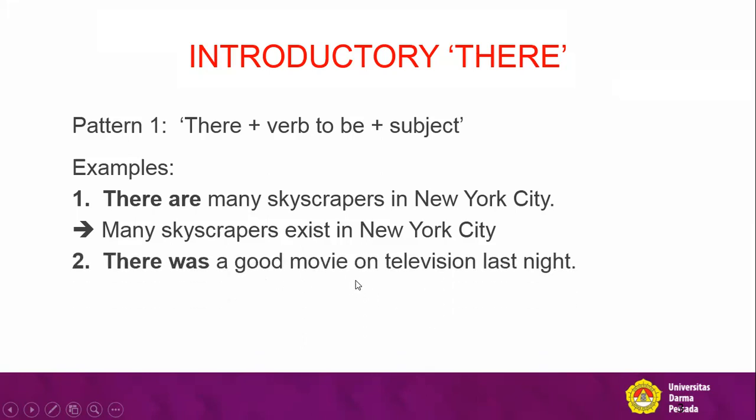Okay, now we go on to the second sentence. There was a good movie on television last night. Everybody see, we have the sentence starts with there, and then we have to be, was, and then we have subject, a good movie. Where is the good movie? Oh, on television. And then we are talking about one good movie, not more than one good movie. That's why we have was. And then we have was, not is, because we are talking about last night.